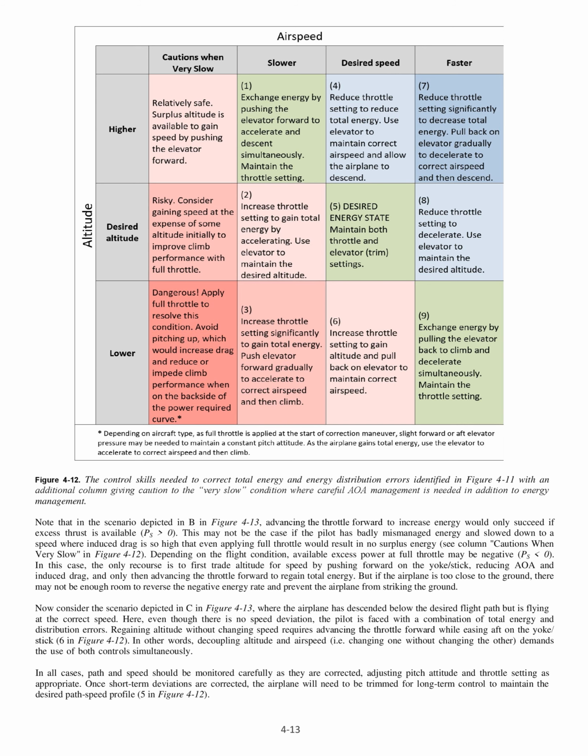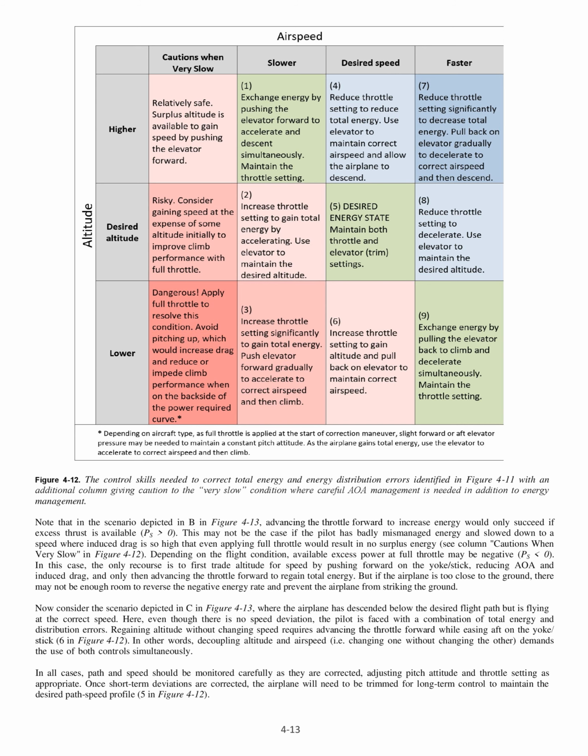Depending on the flight condition, available excess power at full throttle may be negative, Ps less than 0. In this case, the only recourse is to first trade altitude for speed by pushing forward on the yoke/stick, reducing AOA and induced drag, and only then advancing the throttle forward to regain total energy. But if the airplane is too close to the ground, there may not be enough room to reverse the negative energy rate and prevent the airplane from striking the ground.